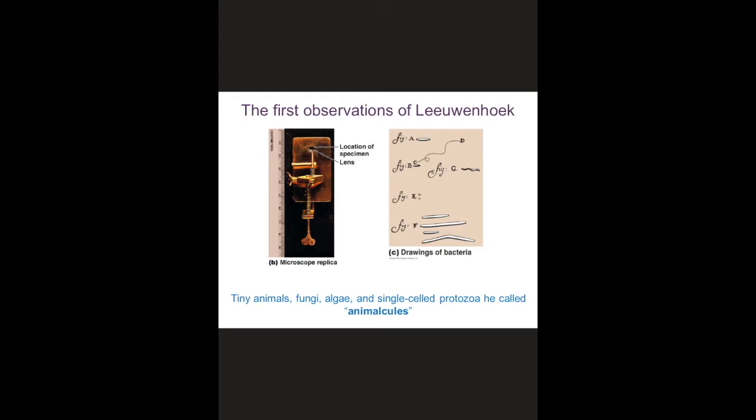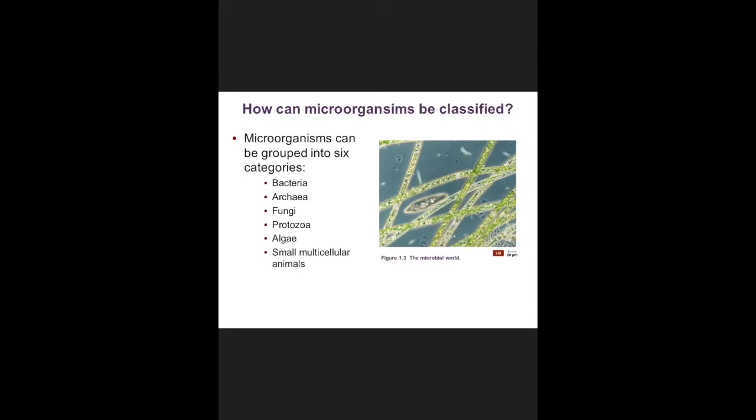They included some tiny animals, also fungi, algae, and protozoa, which are these single-celled protists, as well as some bacteria, and some of these were likely bacteria that he was observing. Now, basically he saw representative samples of all the different categories of microorganisms that we know of. And these included bacteria, possibly archaea. He might not have seen these. We'll talk more about those in a bit. Also fungi, protozoans, algae, and some small multicellular animals.